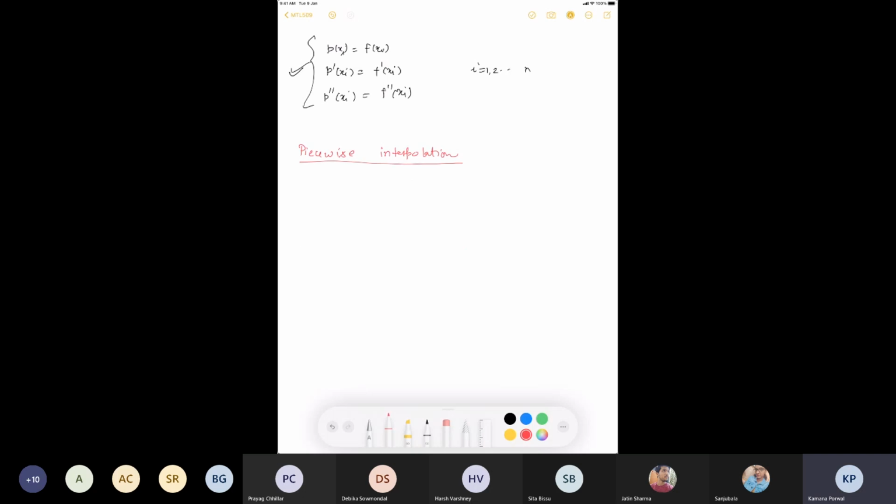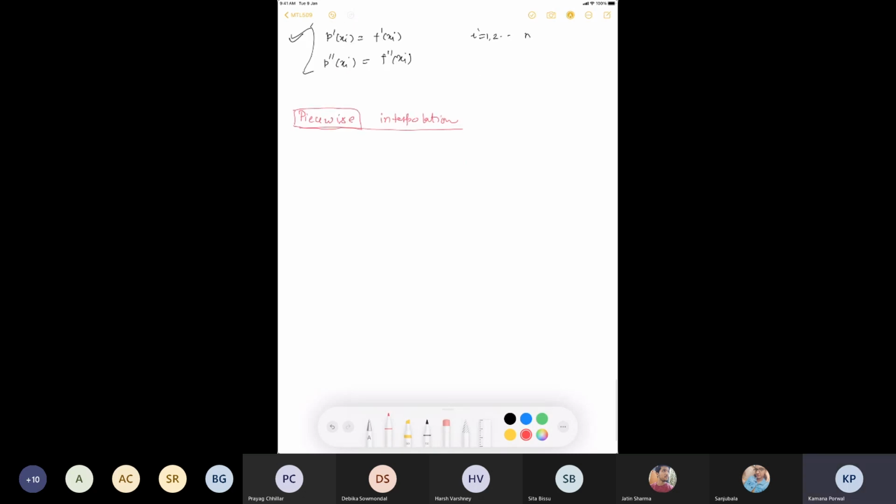So first of all, as you can see, there's one new word, piecewise, right? So let's first understand what we mean by a piecewise polynomial. We have piecewise interpolation, meaning we are going to find a piecewise interpolating polynomial. So let's see what piecewise interpolating polynomials are.